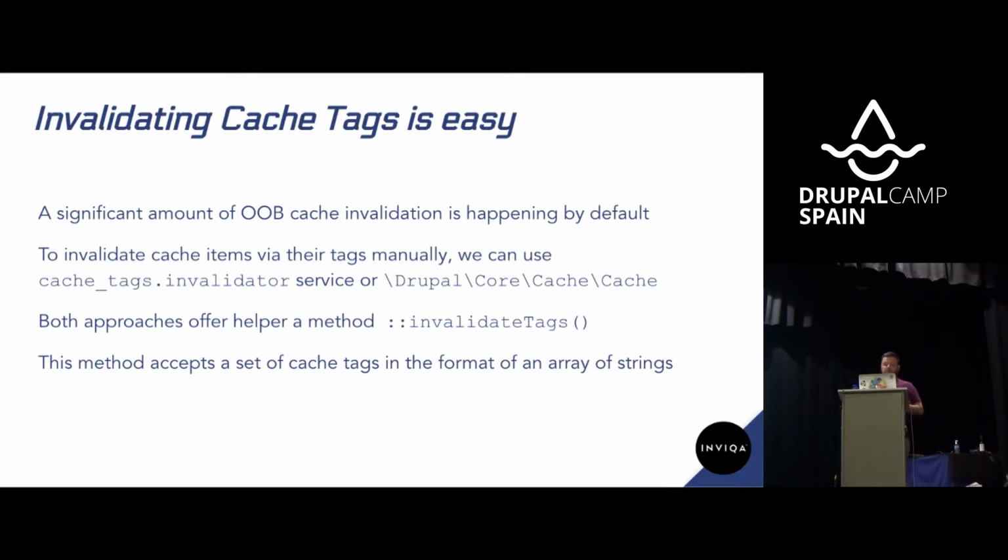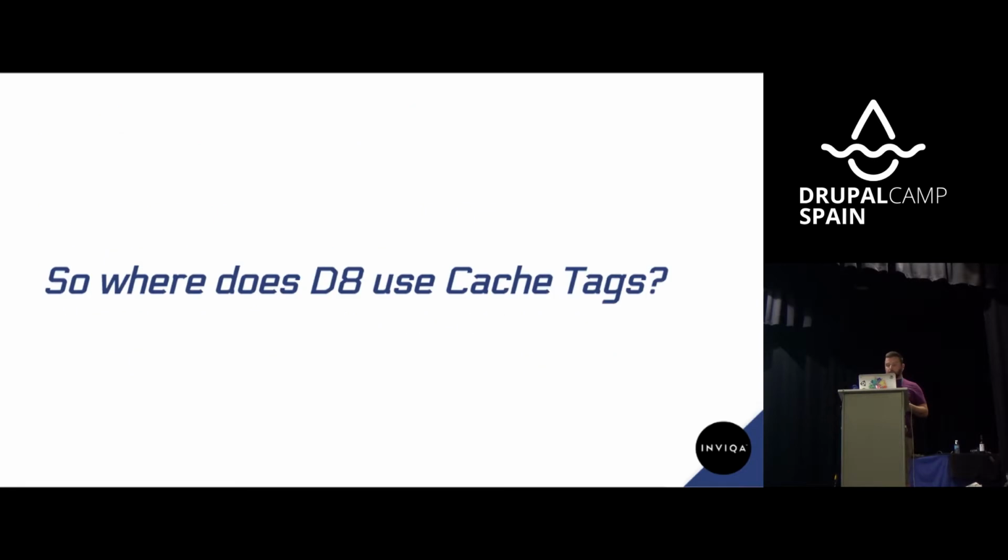Invalidating a cache tag in the backend is really easy, but in fact, most of the time, if you're doing things the right way, you probably shouldn't even worry about it, because Drupal does a lot of cache tag invalidation by default. So whenever you're editing a node, the cache tag for that node gets invalidated. You update the config, it gets invalidated. But if you have to invalidate it yourself, there's a cache tags invalidator service and the global Cache object, and they both provide the same invalidateTags method. And it just accepts an array of strings and invalidates them.